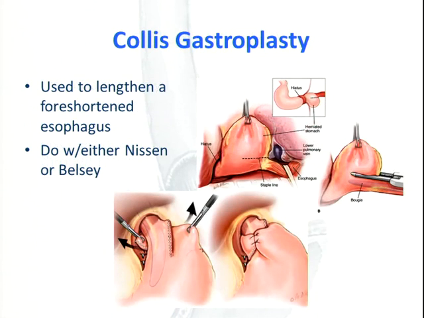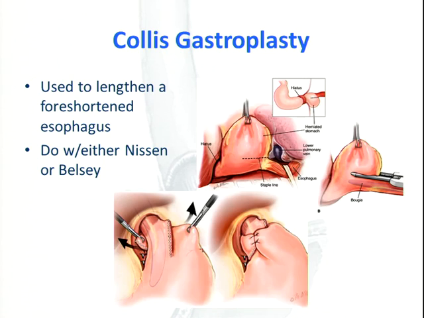Collis gastroplasty, all right, used to lengthen a foreshortened esophagus. So this becomes kind of a necessity sometimes if you have these large paraesophageal hernias and you're worried about a short esophagus. Show of hands, how many people have done a Collis or seen one.